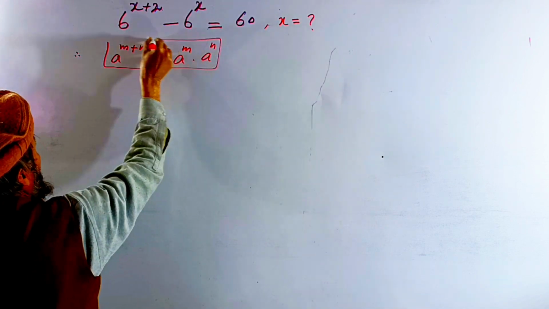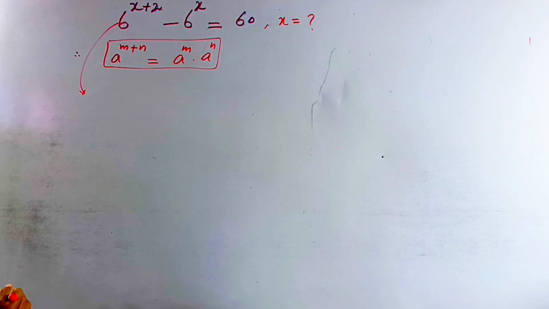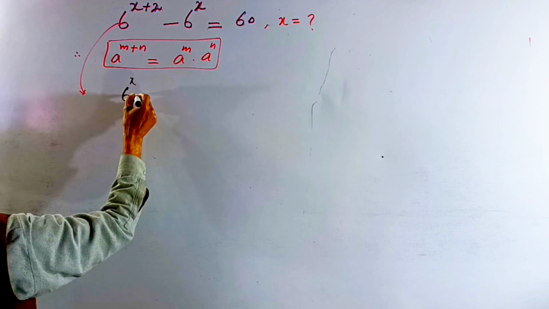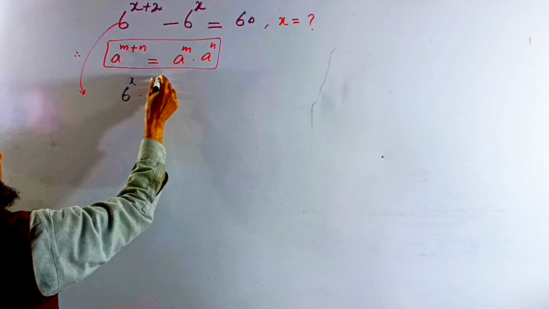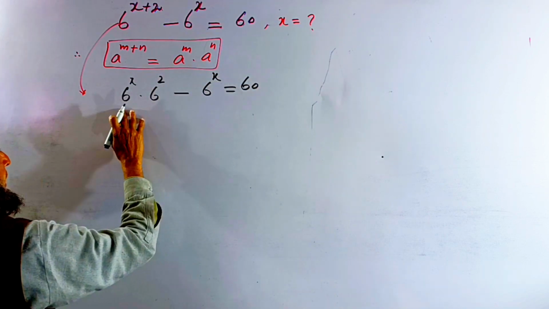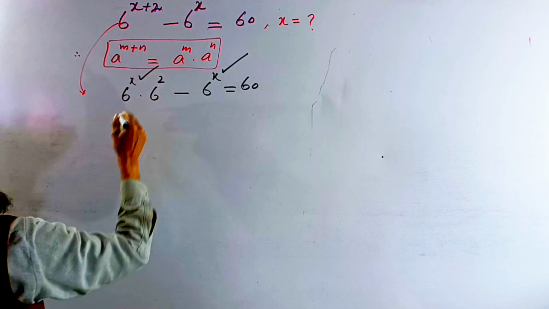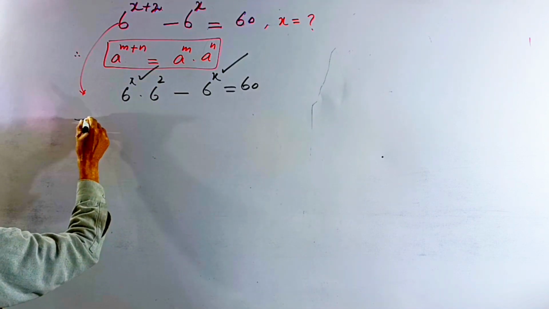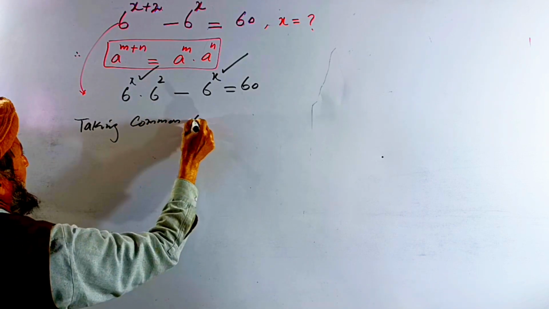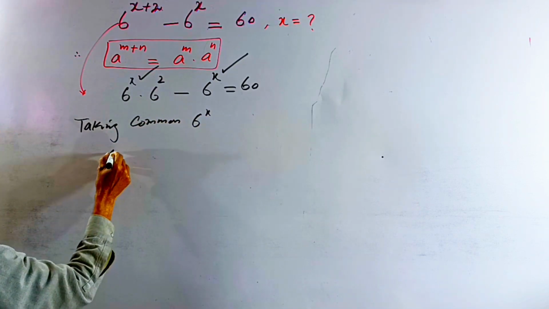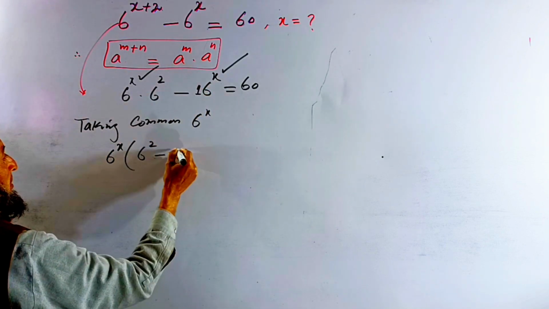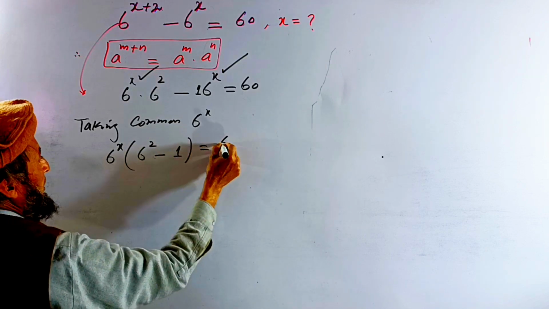According to this rule, we can write 6 power x into 6 power 2 minus 6 power x is equal to 60. Now taking 6 power x common from each term, we get 6 power x times (6 square minus 1), where the coefficient of the second term is 1, is equal to 60.